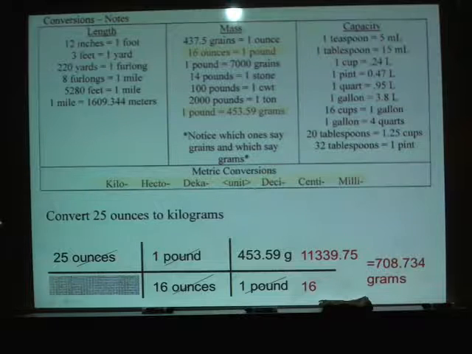When I divide these two, I get 708.0734 grams. This is not my final answer, because remember, the question isn't asking me to convert to grams. The question is asking me to convert to kilograms.